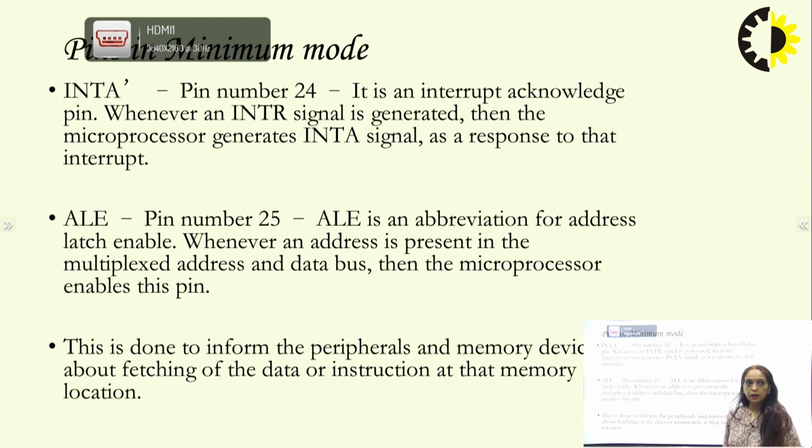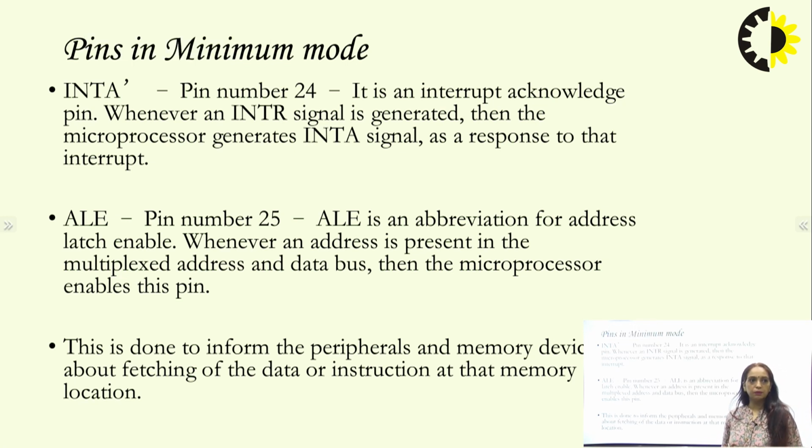Then we have interrupt acknowledgement. Now let us check the working of this 8086 in minimum mode and in maximum mode, right? So in minimum mode, pin number 33 should be connected to VCC, right? So pin number 24 will be connected to interrupt acknowledgement. It is the acknowledgement signal which is sent whenever you have an interrupt request.